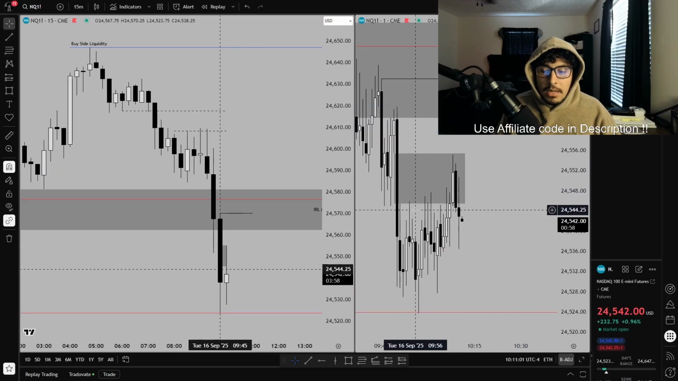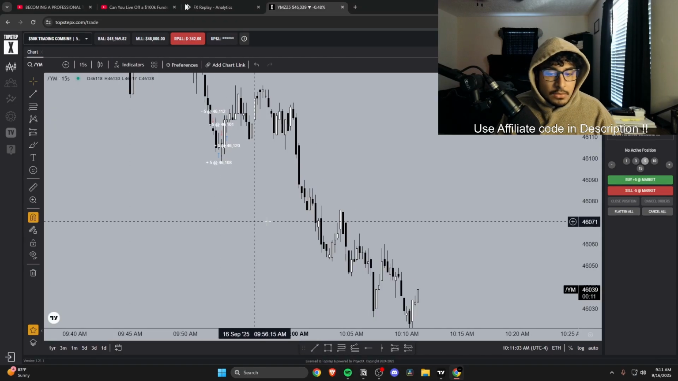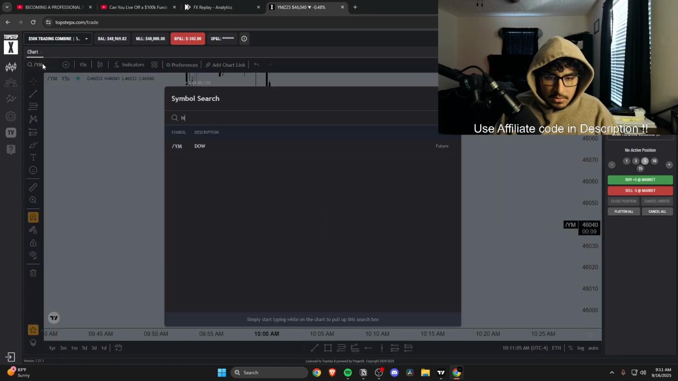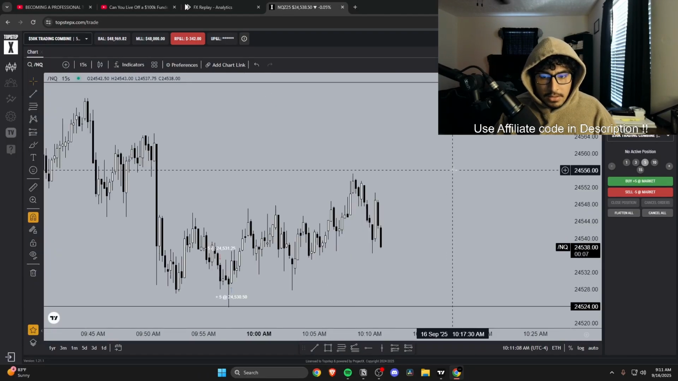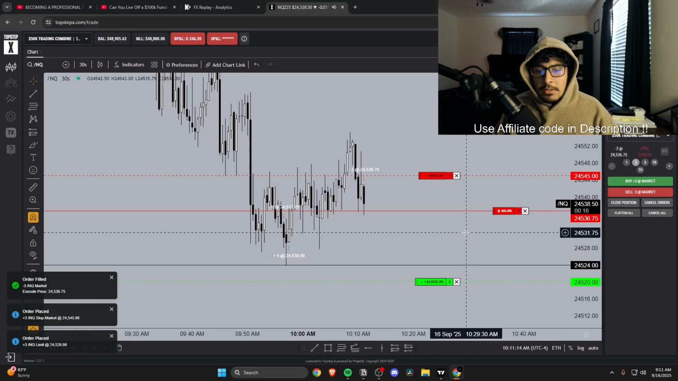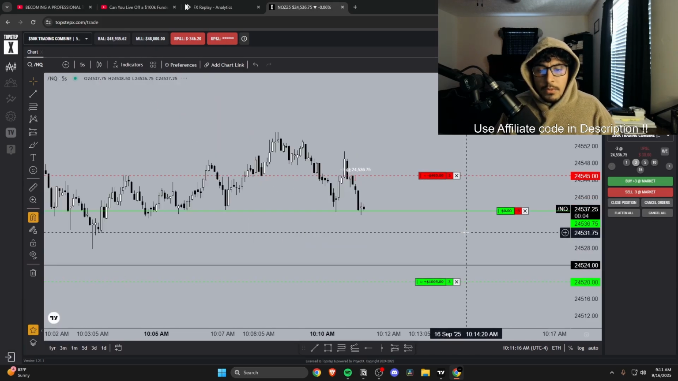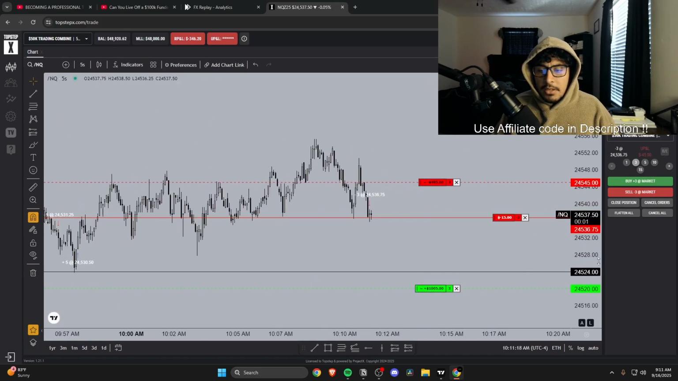So again, I'm still willing to take this on NQ because everything else is moving. So let's go to NQ, see if we have like a 30-second. We're going to take it. Strong momentum to the downside. If we get stopped out, we keep going. This is a good trade, honestly.